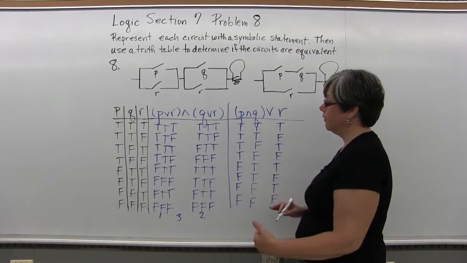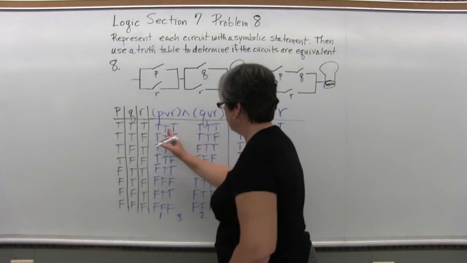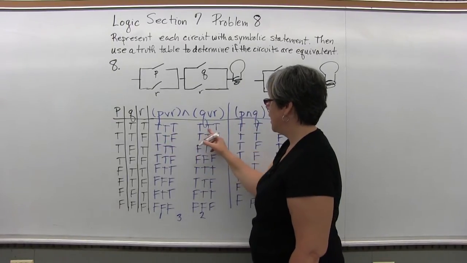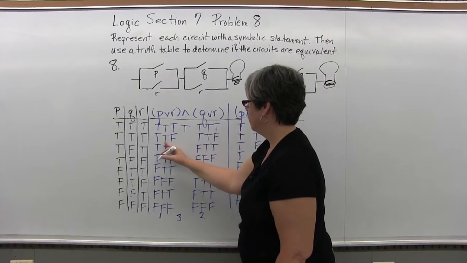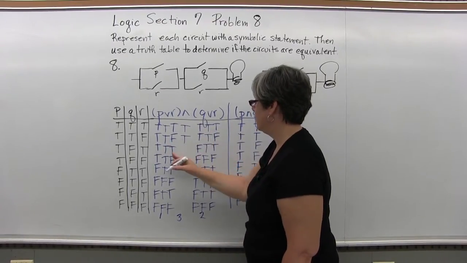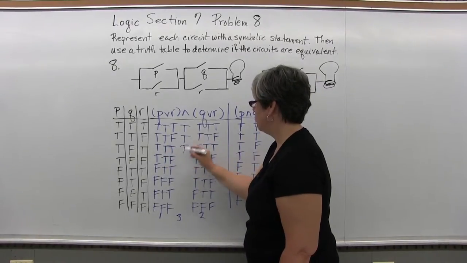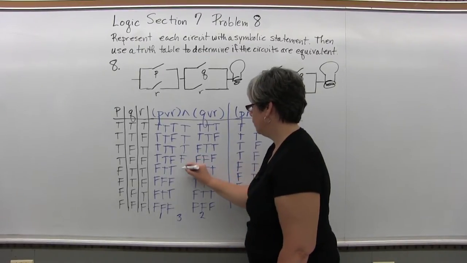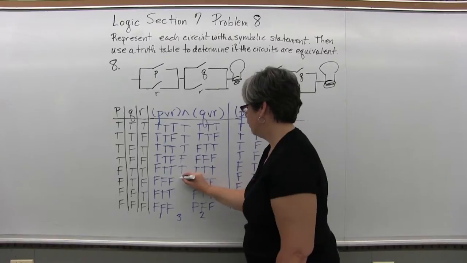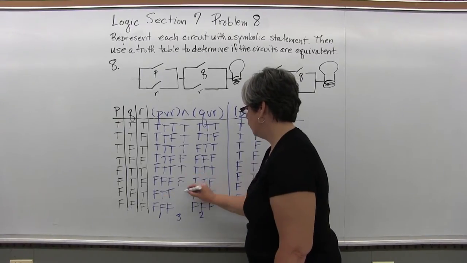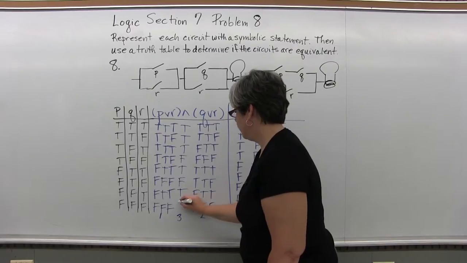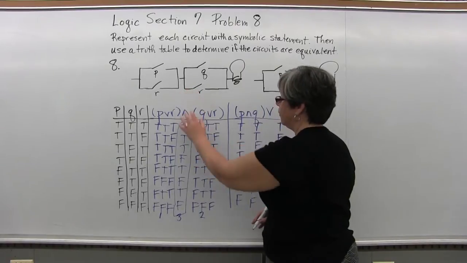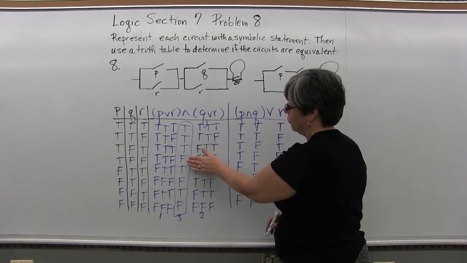So now we're going to bring together those two OR statements with an AND. So using columns 1 and 2, we're going to do column 3 with an AND. So true and true is true. True and true, true. True and true, true. True and false, false. True and true, true. False and true, false. True and true, true. False and false, false. So our answer column for the first circuit will be true, true, true, false, true, false, true, false.